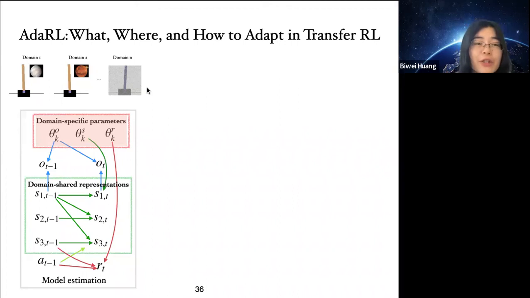In this example, the domains are different in gravities and the corrupted white noise. So we can use the two-dimensional vector to characterize the changes, where one dimension is for the gravity and the other dimension is for the different noise levels. And notice that here, we only observe image sequences O_t, the reward R, and the action A. All other parts are estimated from data, including the latent states S, the transition dynamics, the change factors theta, and the structural relationships among the variables.